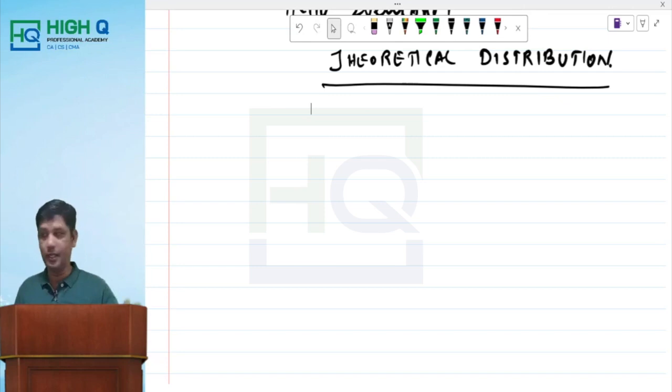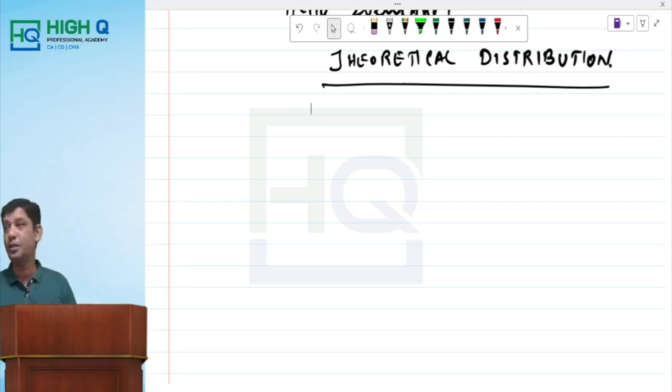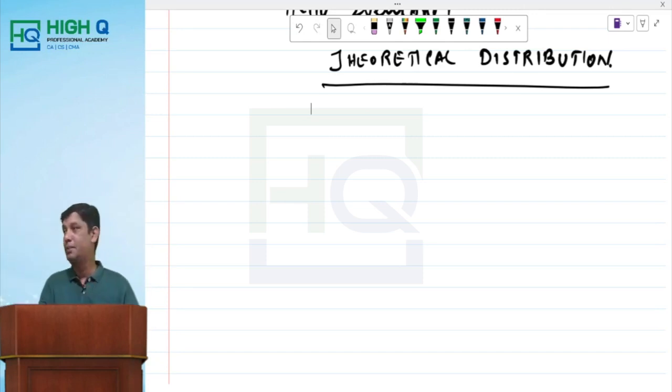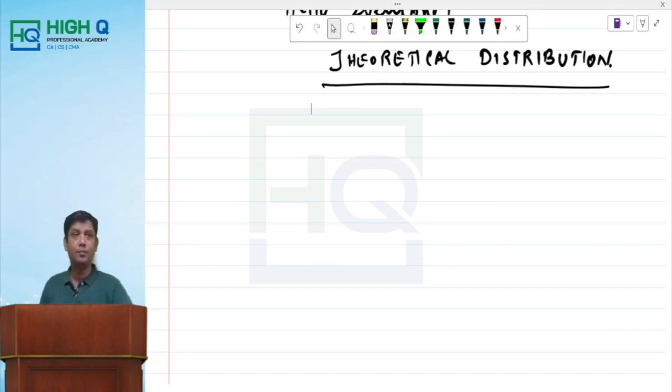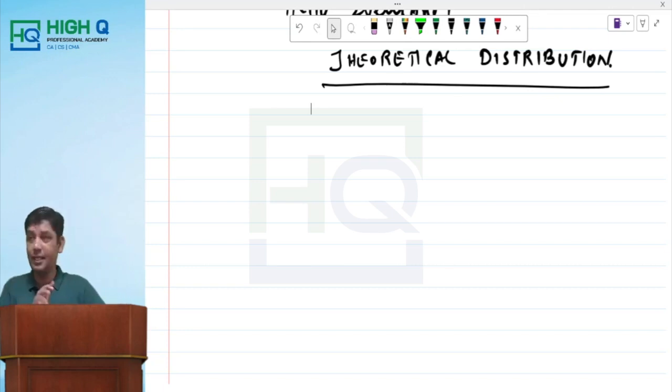Next year you are going to apply time value of money and derivatives; the applications are going to come. Even if theoretical distribution does not come directly, this base idea is going to help you solve so many problems in your costing or FM somewhere. So don't think that theoretical distribution is some alien language. It is our own language. That is what you need to understand.